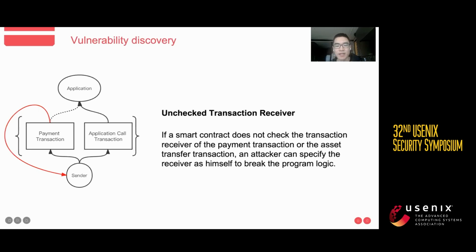The last is the unchecked transaction receiver vulnerability. It occurs when developers incorrectly assume that all transaction receivers are the current application. If receiver validation is omitted in payment or asset transfer transactions, an attacker can self-appoint as the receiver, and as a result, disrupt the program logic.